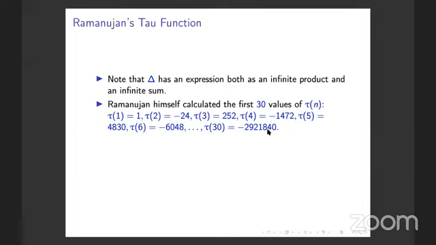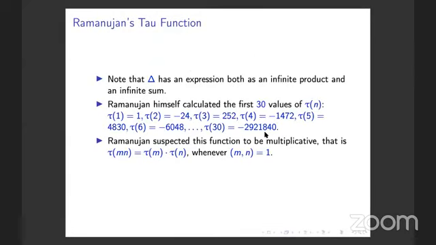And how did he do this? Of course, today people understand how he must have done it. That's because this tau function has connections to the Euler phi function, and Ramanujan must have known it. That's one way of computing these values of tau. But more remarkably, Ramanujan suspected that this tau function is multiplicative. That is, if you take two integers m and n which are co-prime, then tau of mn is equal to tau of m times tau of n. Remember, that's how we defined a multiplicative function. And Ramanujan suspected that this tau function must be multiplicative.